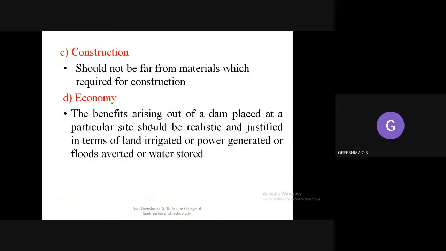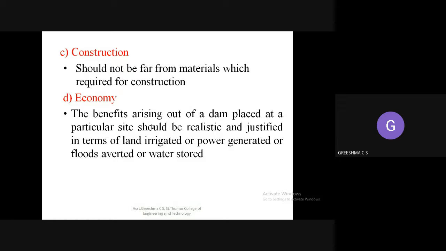Next one is construction. Construction should not be far from the materials that are required. For dam construction, you should choose the materials carefully. The materials you are using should not come from very far away places. Try to choose materials from nearby places. Nowadays for dams we are choosing concrete. Concrete is one of the important construction materials used today. If we go for a dam, we use mass concrete.